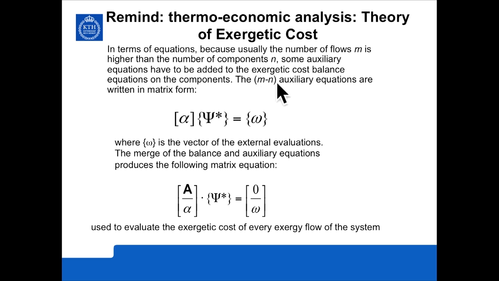So these m minus n auxiliary equations can be written in the following way. We are considering now the equation for the exergetic cost. The auxiliary equations are written as matrix alpha by a vector of variables psi star equal to a vector of already known values, which are the values of the external evaluation given to some of the flows of the system, which is a vector omega. So omega is the vector of the external evaluation.